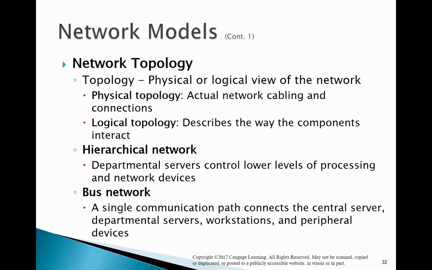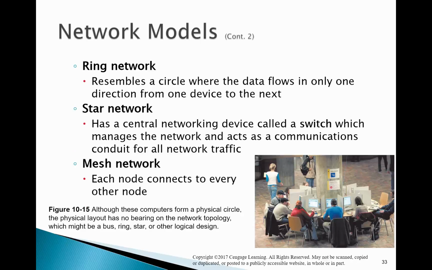Hierarchical network, you can read. Bus network is what I just mentioned. You have a server, department servers, workstations, and peripheral devices. Typically, an office would be set up in a bus configuration. What's important about a ring configuration is data flows only in one direction from the device to the next, which means if you look at the model right here, if the ring gets severed right here, if this person kicks the cable out of its connection point, then this could cause an entire failure of everybody else's network. So that could become a problem.